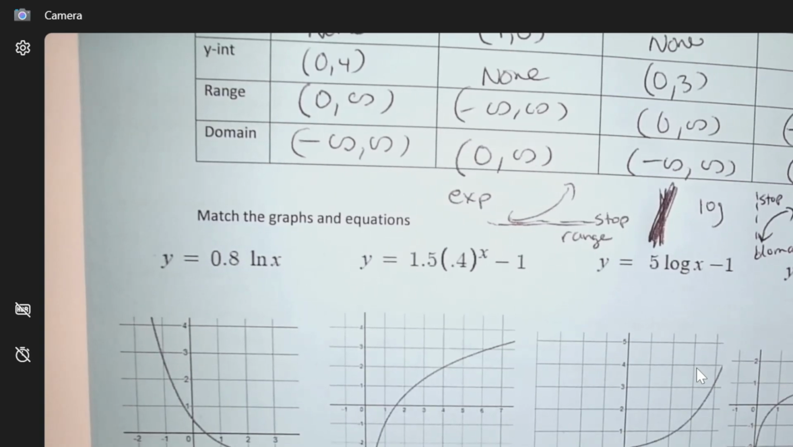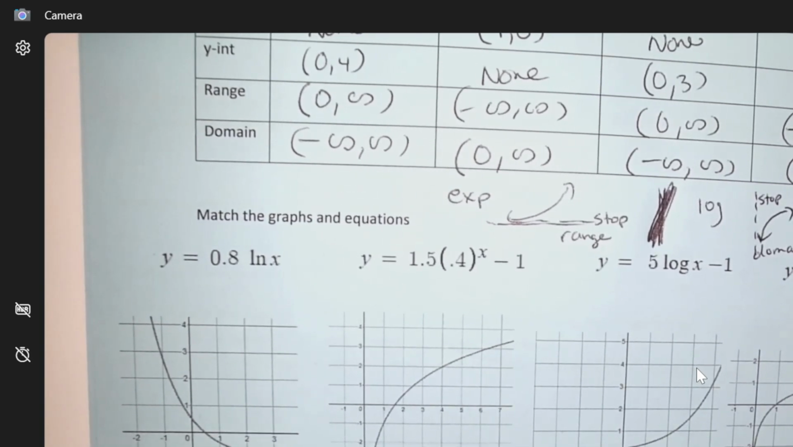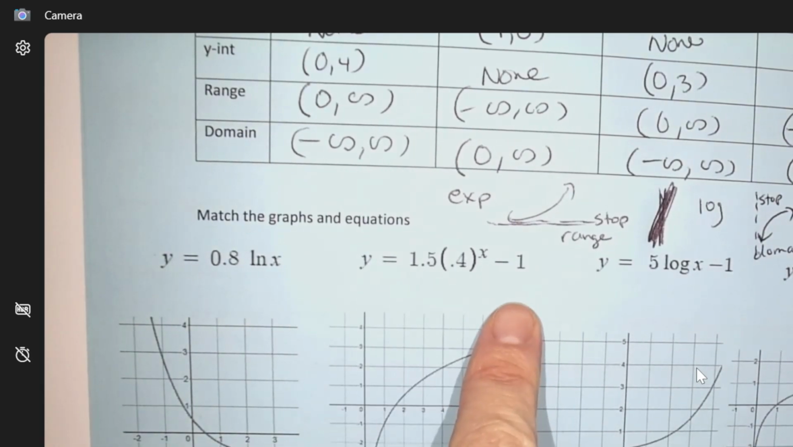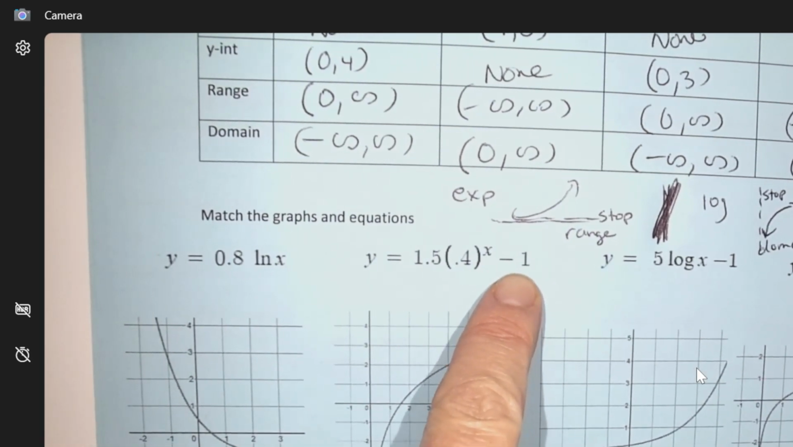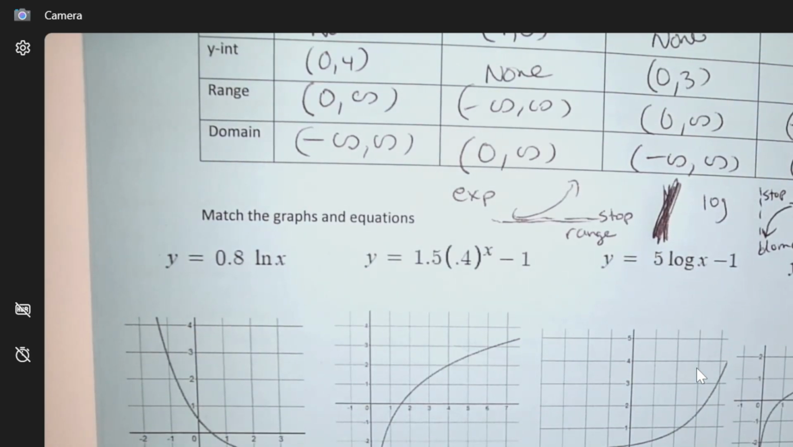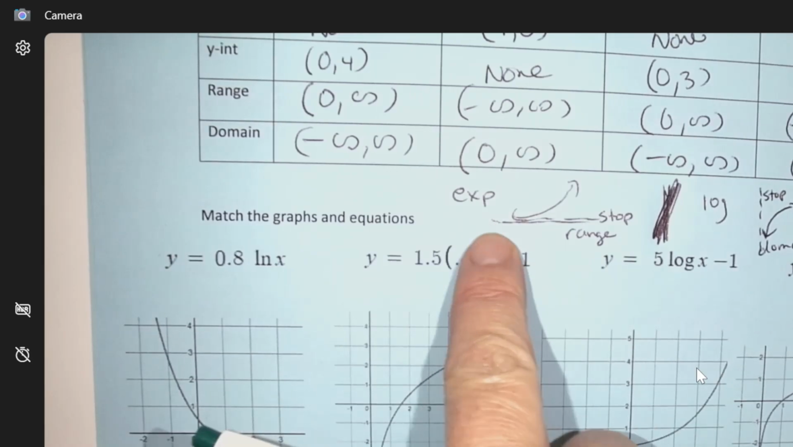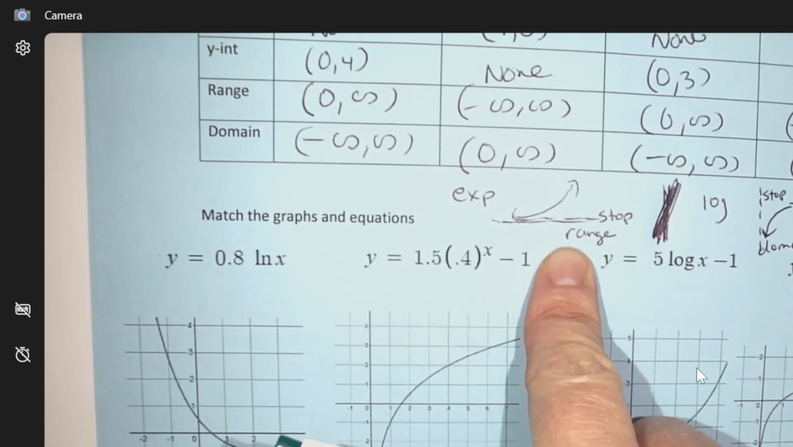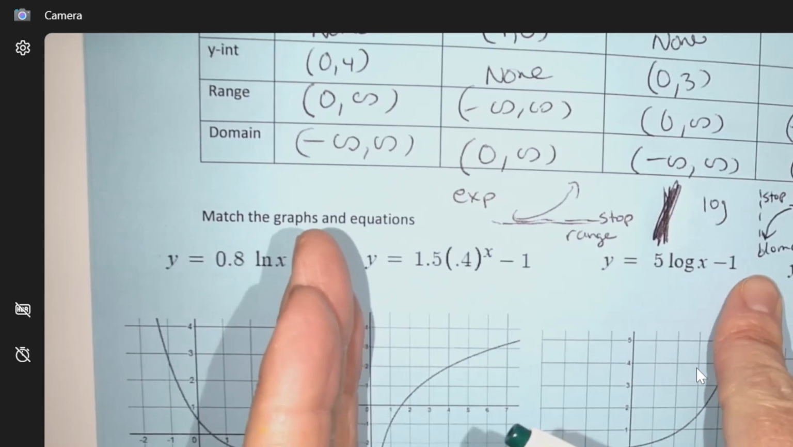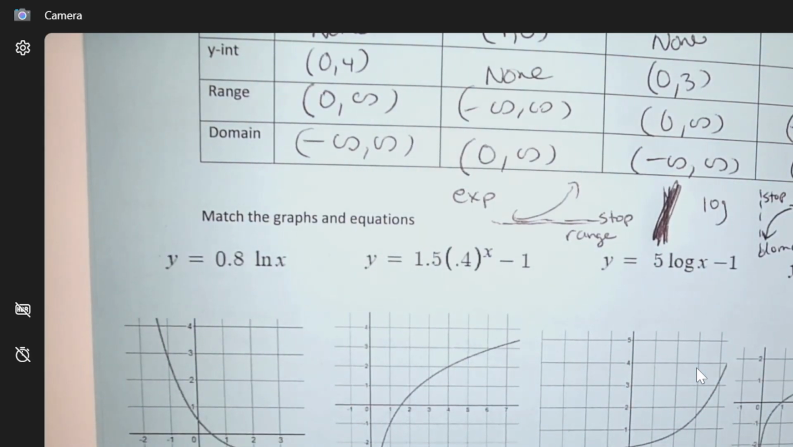Okay, and on ours it was always 0, but on these graphs it might not be the case, and here's why. I've added some after numbers, and then those after numbers can kind of change where you are. So we just have to understand this idea. Exponentials stop somewhere like this way, and log always stops somewhere that way.